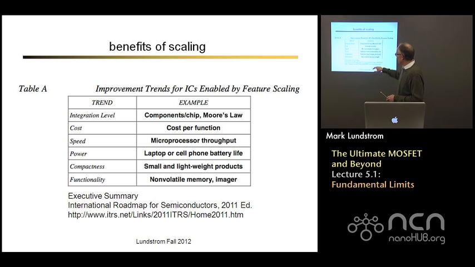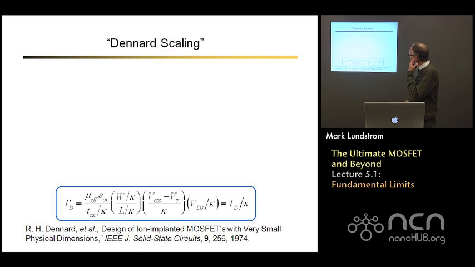And the compactness and the new functionality that you get when you continue to reduce things: denser and denser memories, better and better images to take better pictures with your cell phones. This scaling has really powered electronics for the past 40 years or more. And it's a big question how much longer device scaling can continue to power electronics.